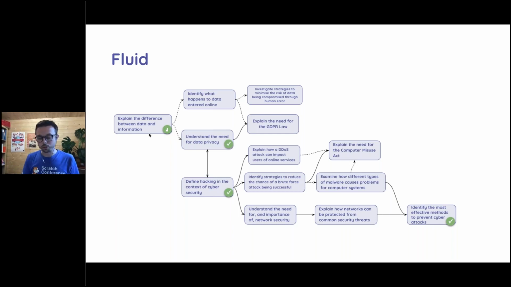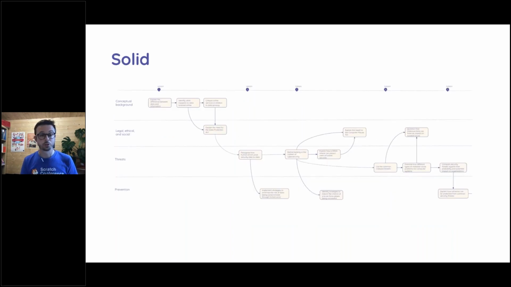So that would be a fluid graph, and then to plan that out into a way in which we would like to deliver it across 6 lessons, we put it into a solid looking graph. These are exactly the same objectives, exactly the same nodes, but we've put them into orders of lessons. We also started to think about what themes emerged when we put the graphs together. We realized there was some conceptual background knowledge we would like them to know. There were clearly some legal, ethical and social issues. There were threats and prevention, because they can be separated quite easily.